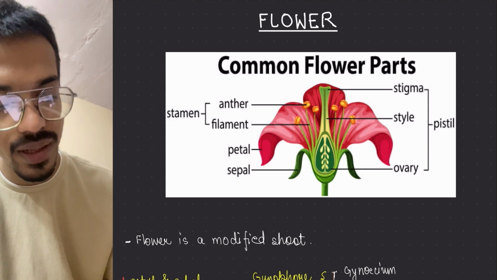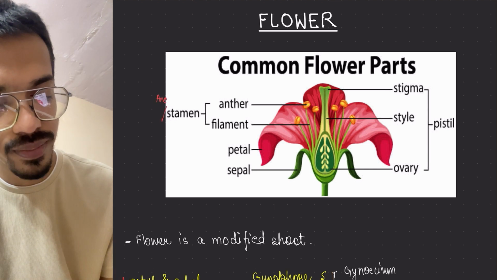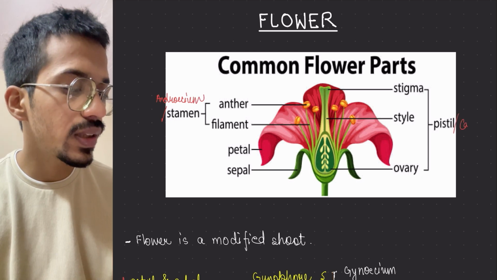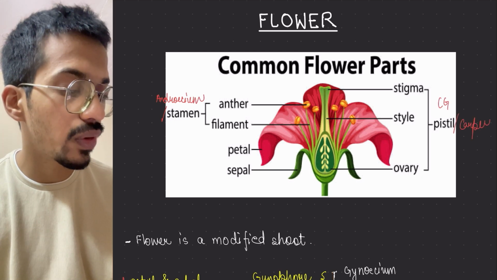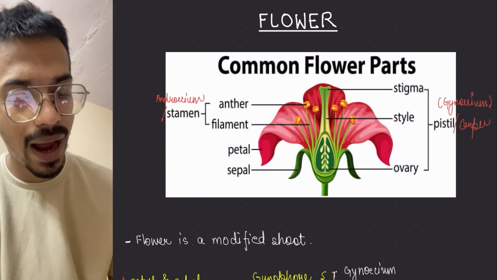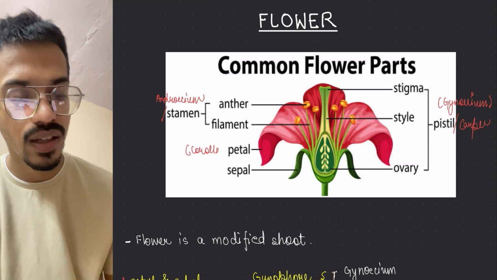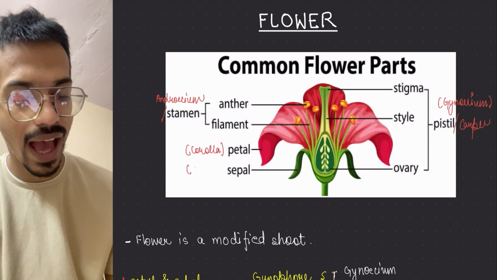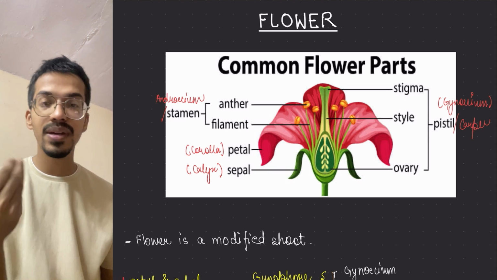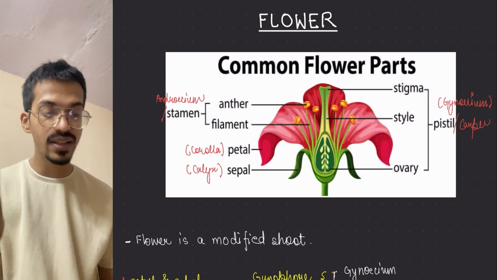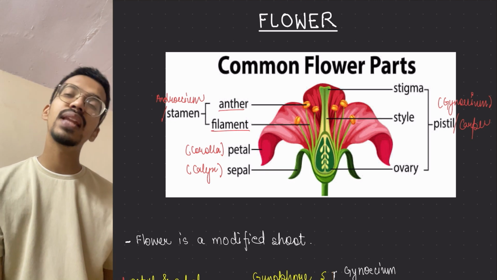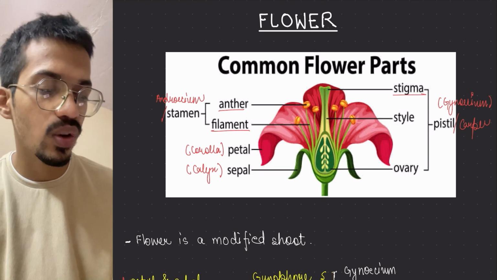The stamen is also called androecium. Pistil is also called carpel. Collectively, if they are present, we call it gynoecium. Next, your petal is called corolla, and your sepal is called calyx, right? Now your stamen has two parts: anther and filament. Your pistil has three parts: stigma, style, and ovary.